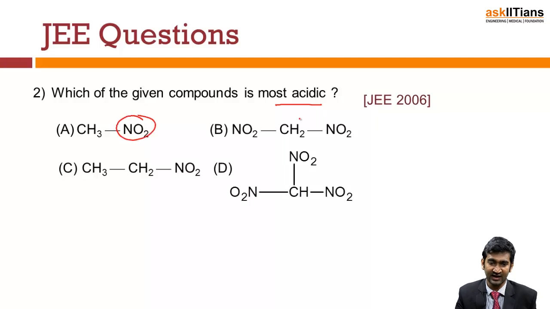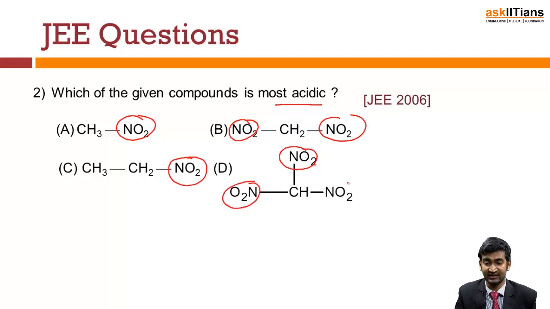So you can see here I have 1, here I have 2, here I have again 1, but here I have 3. So obviously this will be the most acidic because NO2 is a very good electron withdrawing group. It will withdraw electrons from this side, so it will be very easy for this compound to lose its H plus. So your D is the correct answer for this.